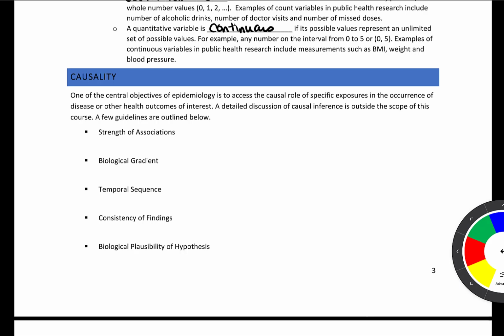Consistency of findings. This means that the observed association between the exposure and disease is similar to previous studies with different designs and different populations. In other words, this gets to the idea of reproducibility. We should be able to reproduce these results under similar experimental conditions.